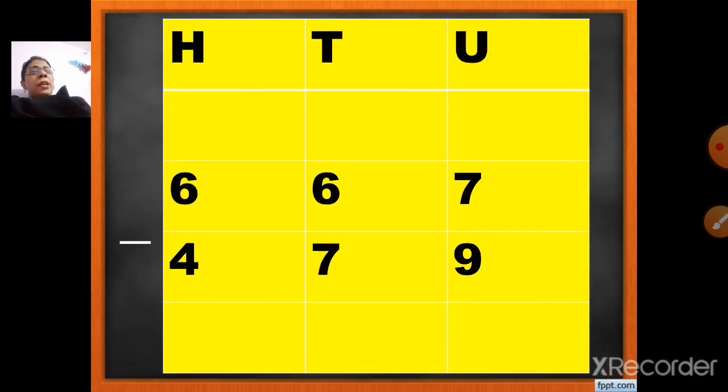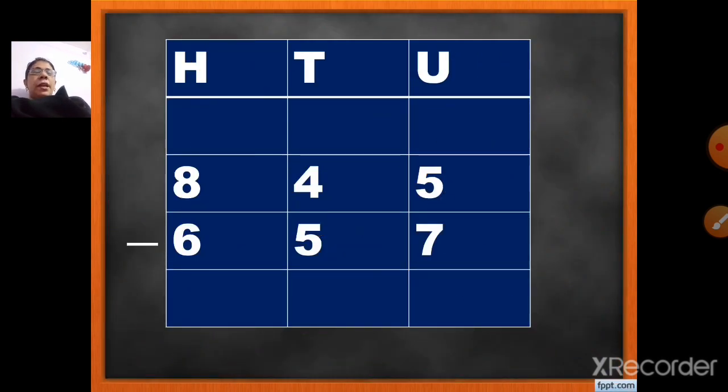Then on a fresh page again you will write today's date. Don't write topic, just continue, but only write today's date and then write this sum 667 minus 479. Then on a fresh page again write 845 minus 657. Try to solve it by yourself, children.